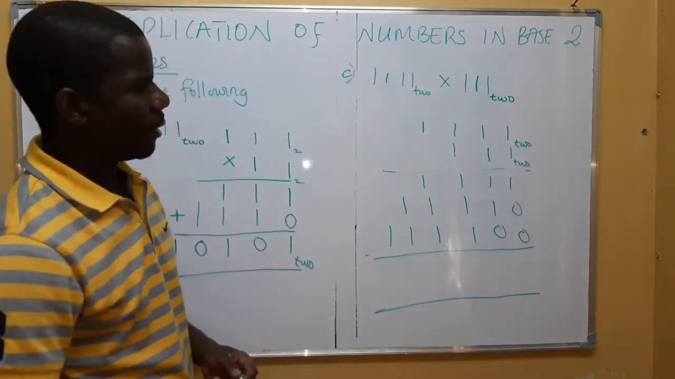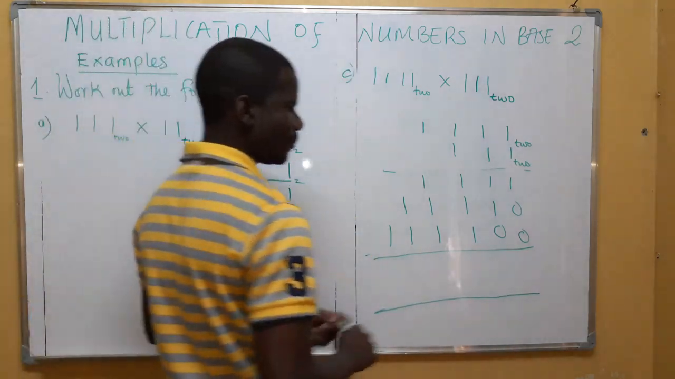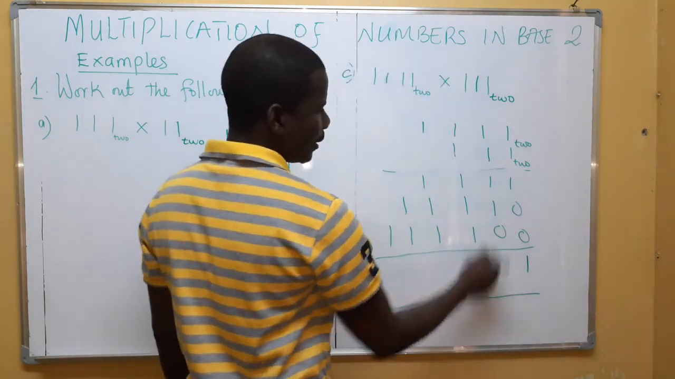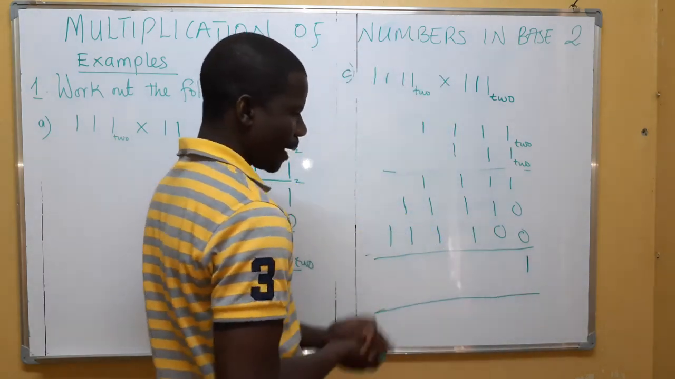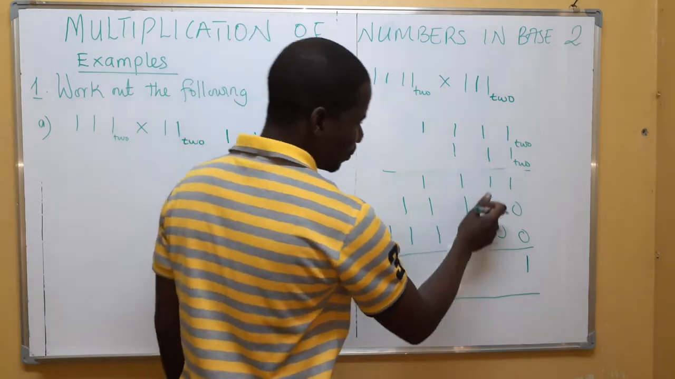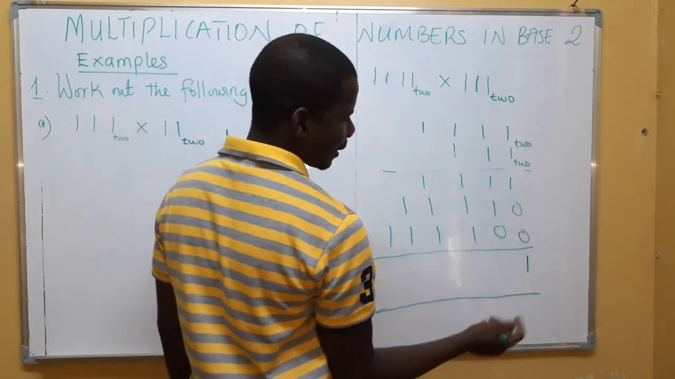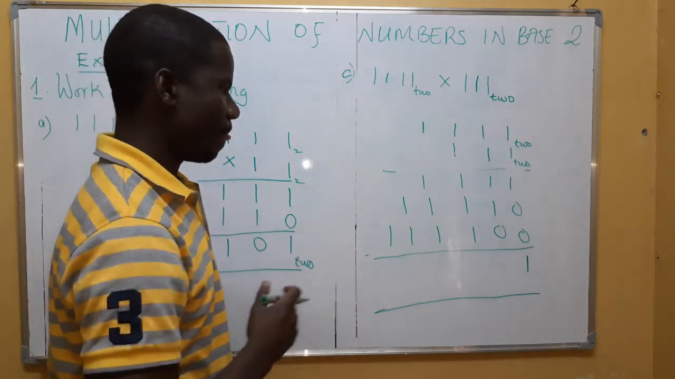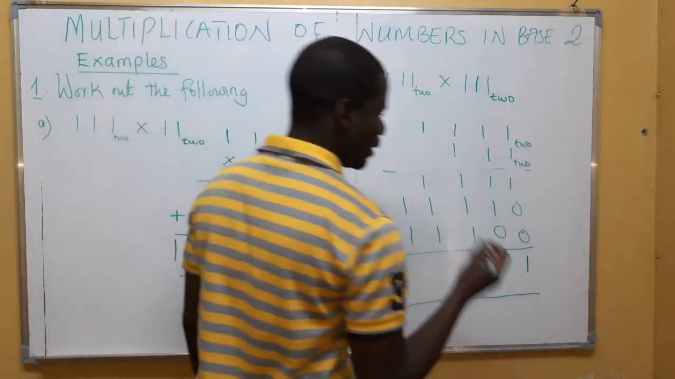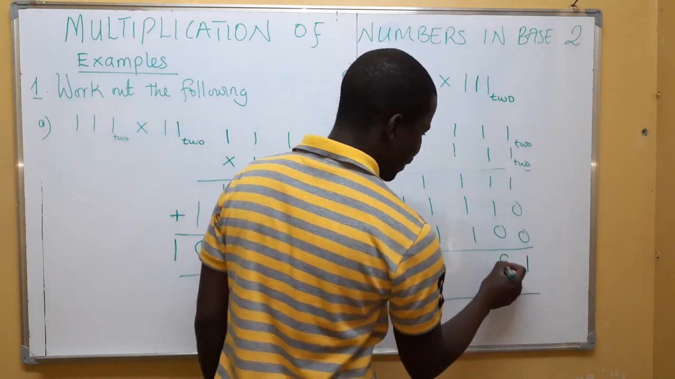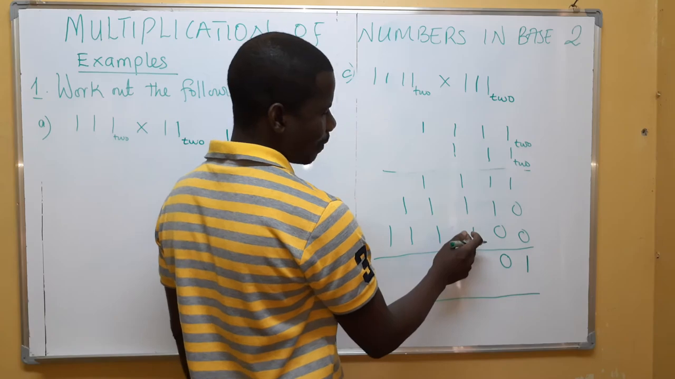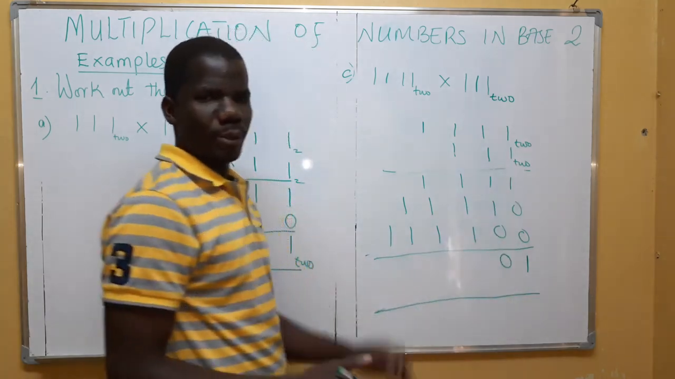Okay? Then we add. We just have to add. When we add this one, we get 1. These will give us what? Please pay attention. What are we going to get here? These are going to give us 2. That 2, you need to divide it by 2. So it will give you 1 remainder 0. You write the remainder. We get 3. Plus that 1, we're going to have 4.